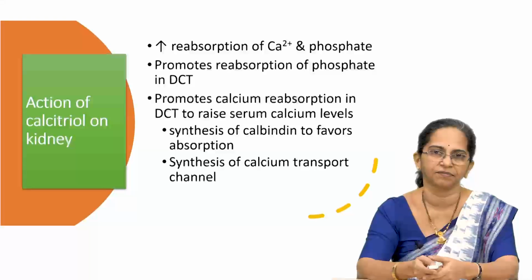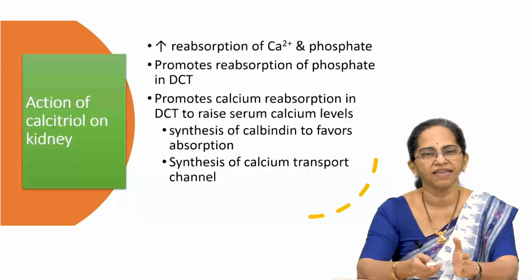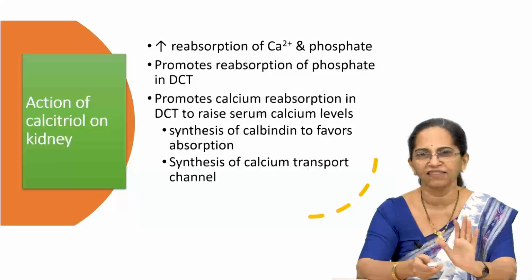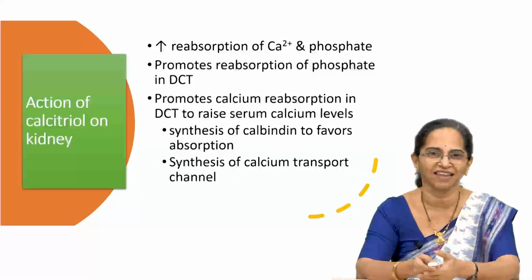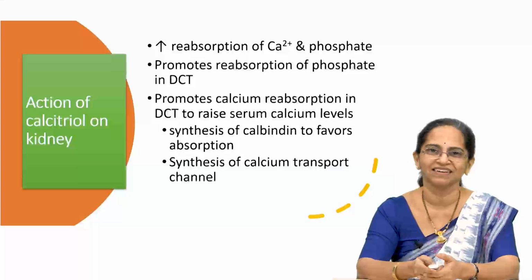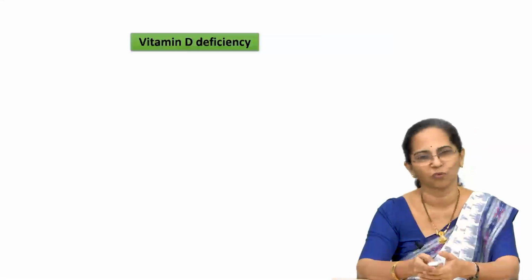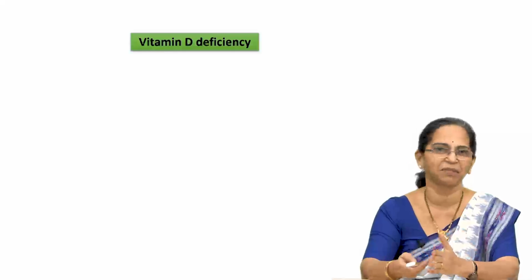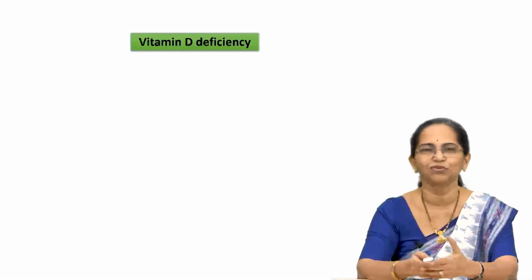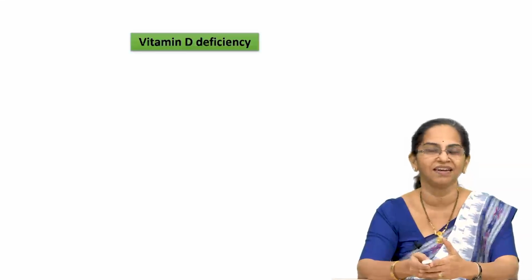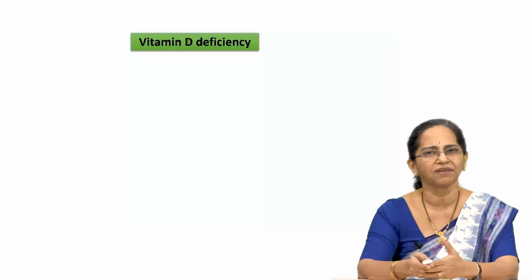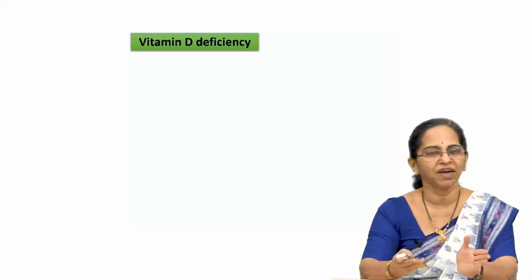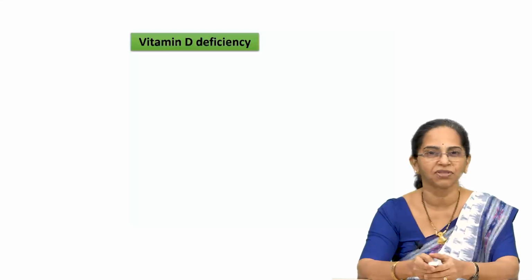back into the blood. So, these are the actions on bone, intestine and kidney, and all the three we saw, it tries to increase the calcium level. That means it is a hypercalcemic hormone. So, this was about the synthesis, activation and biochemical functions. So, let us try to learn something about vitamin D deficiency. What happens if we have deficiency of vitamin D? There are two categories how you can divide it based on the age group.